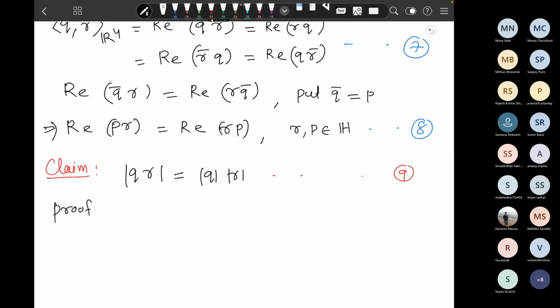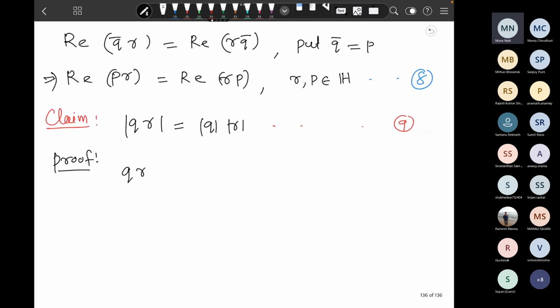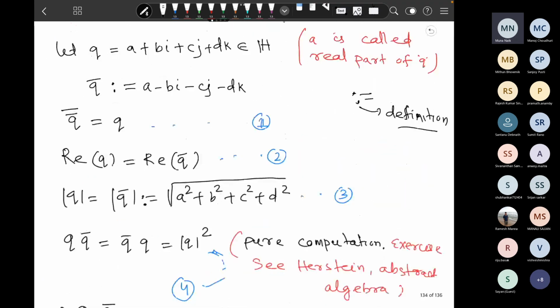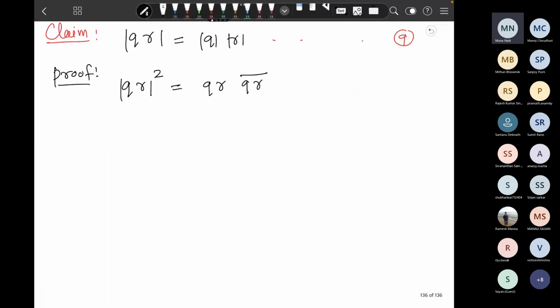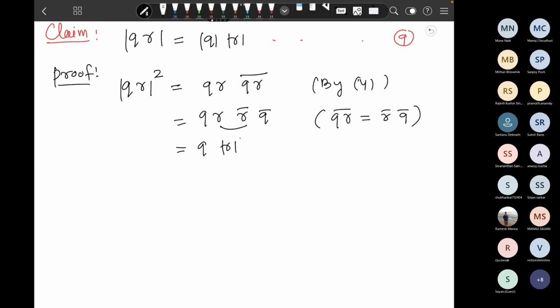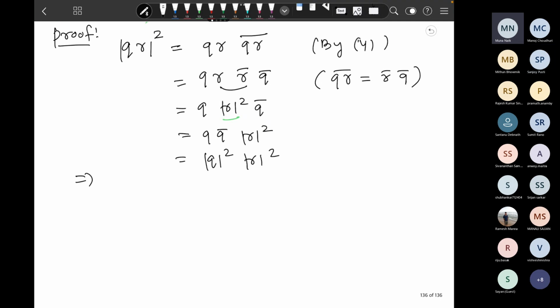So the proof is: the norm of Q R bar squared, by property 4, equals Q R bar times its conjugate. Now I have shown, as one of the properties I proved just now, that the conjugate of Q R bar is R bar Q bar. So this is really norm R squared times Q bar. This norm R squared is a real number, so it commutes with a quaternion element, and I can take it to the right hand side. So I will get norm Q bar squared times norm R bar squared. This implies that the norm of QR is equal to the norm of Q times the norm of R. This is the proof.